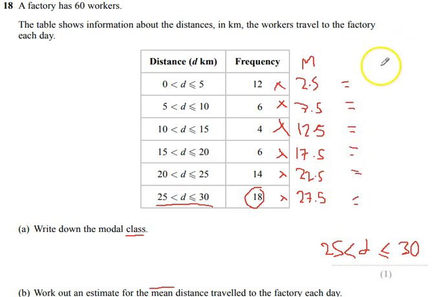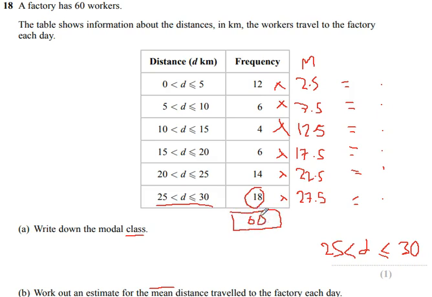Now, you don't need to write all the equals, but you get all the answers and you're going to write them down over here. And we're just going to add all of those together. We're going to add all those together and divide by how many there are. You must remember to divide by the total frequency, which we know from the question is 60.